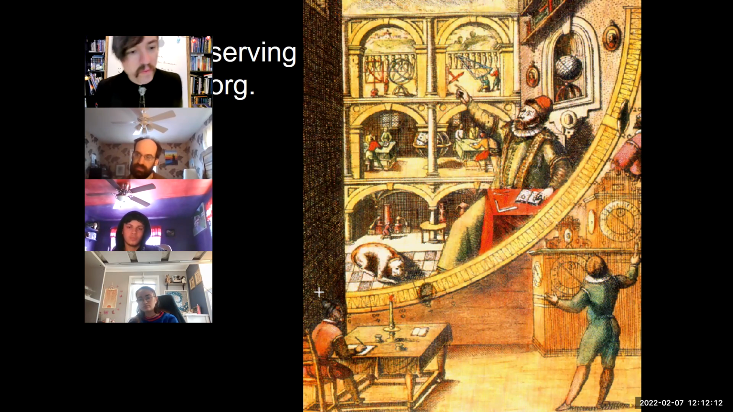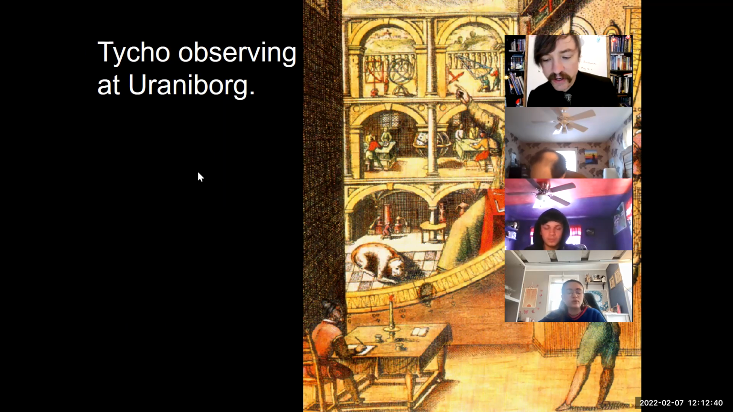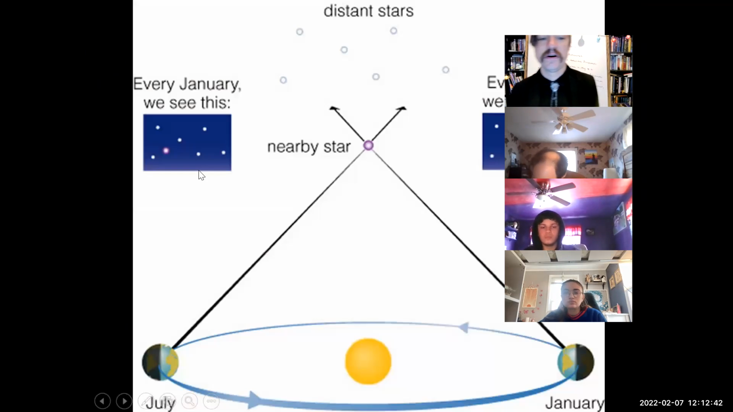Now, does anyone know why charting the angular positions of stars down to a resolution of 3 arc minutes would help solve the debate between geocentrism versus heliocentrism? And here's a hint, it's got something to do with Aristotle and the last lecture that we had. Why would it be so important to know the positions of stars?